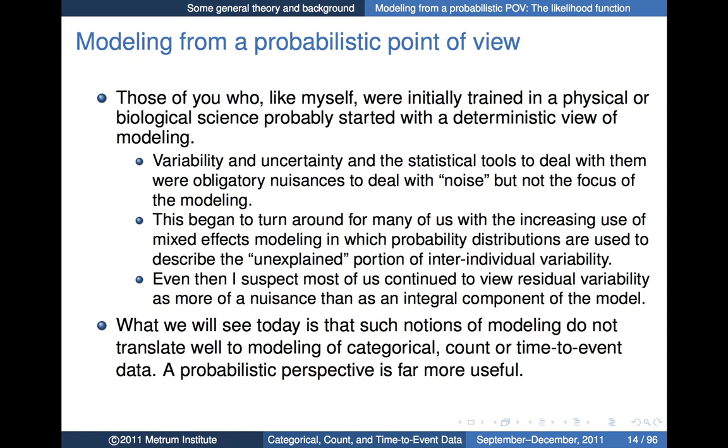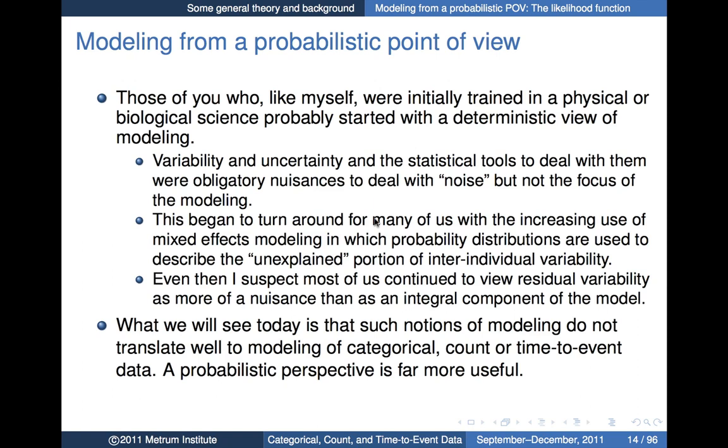I saw them just as tools to deal with those nuisances, if you like. And that sort of began to turn around as I started to get increasingly involved in the use of mixed effects modeling, where the probability distributions are used to describe the unexplained portion of inter-individual variability. And at this point, this notion of inter-individual variability, even though it was unexplained, I saw as less of a nuisance item, but as potentially something of interest when one started thinking about treating patients. So that was the first step towards thinking about the use of probability in these models and seeing it as something more than a nuisance.